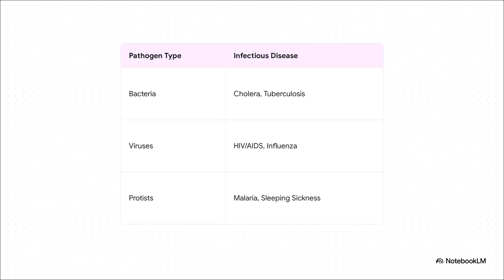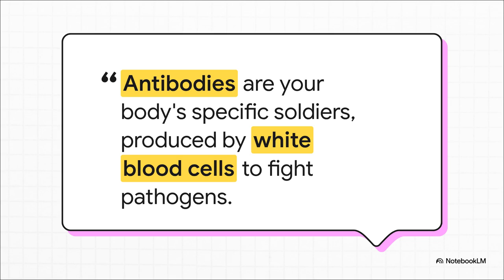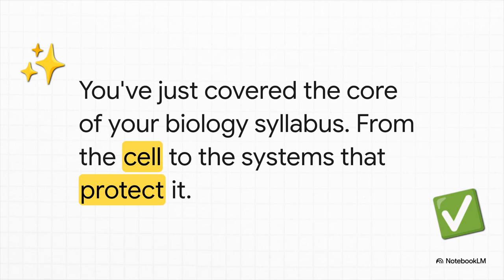Bacteria cause things like cholera. Viruses are behind HIV and the flu. And other little microbes, like protists, are responsible for diseases like malaria. Just make sure you can link the pathogen type to the disease it causes. And remember, your immune system isn't just throwing everything at the wall to see what sticks. It's a highly specialized army. When a specific pathogen invades, your white blood cells create these custom-made weapons called antibodies, designed to find and destroy that one specific enemy.